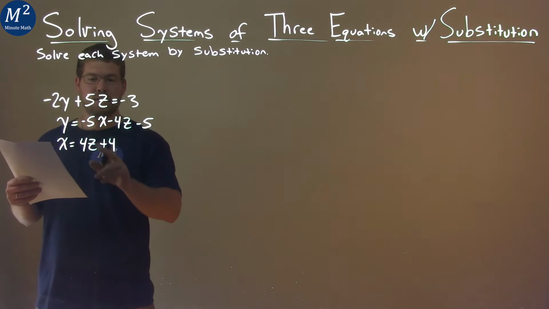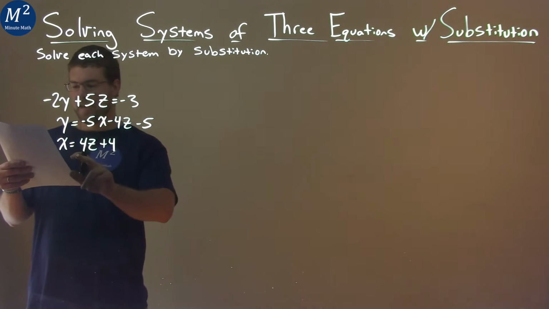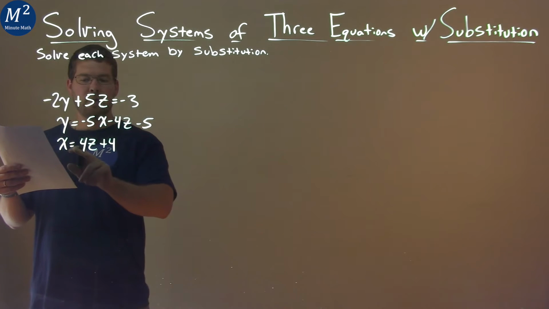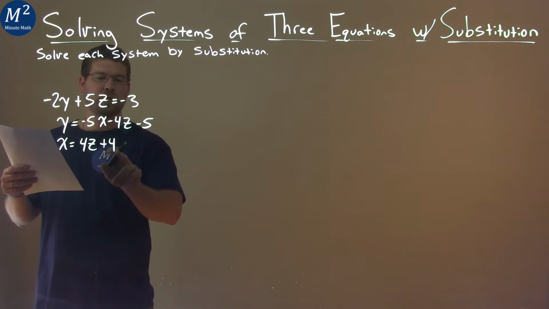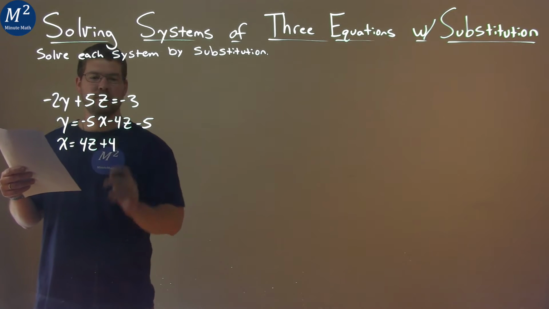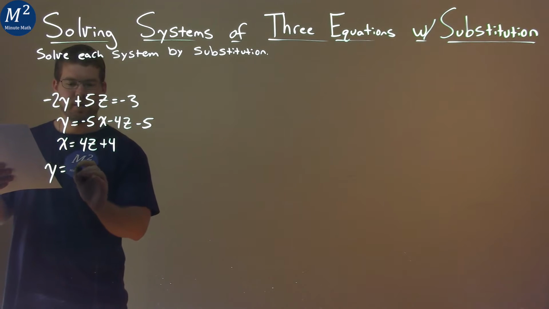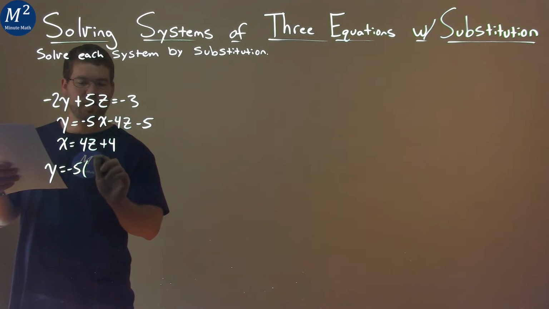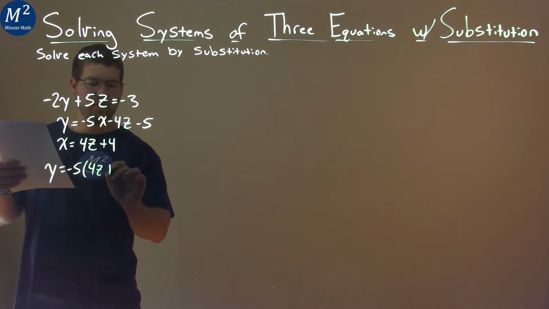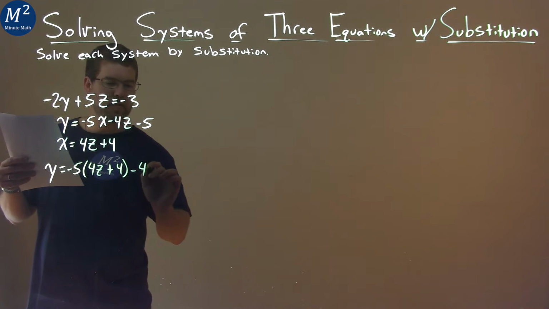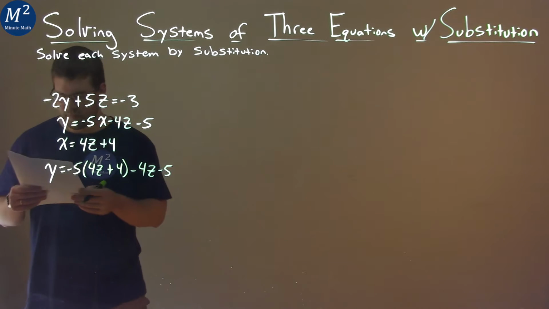First thing I'm looking at here is my second and last equation. I'm going to plug this x value, 4z plus 4, into the second equation, and then I have y in terms of z. So let's do that. We take the second equation, y equals negative 5, and instead of x, I'm putting 4z plus 4. Then we have minus 4z minus 5.